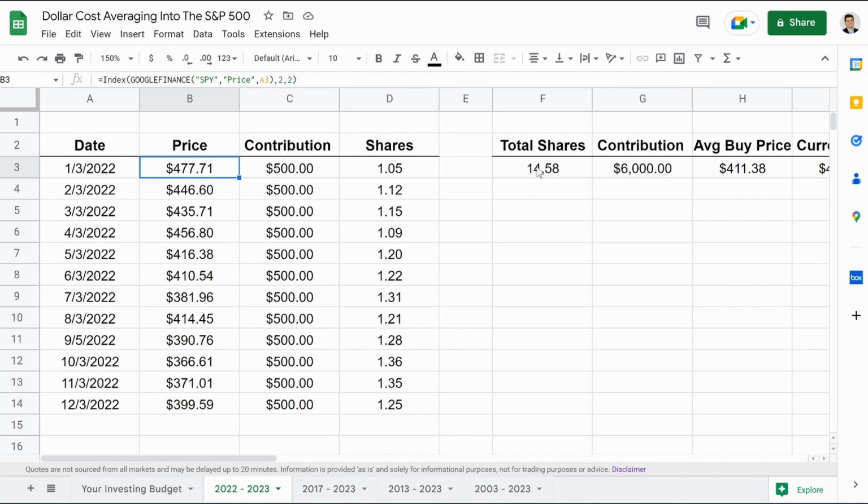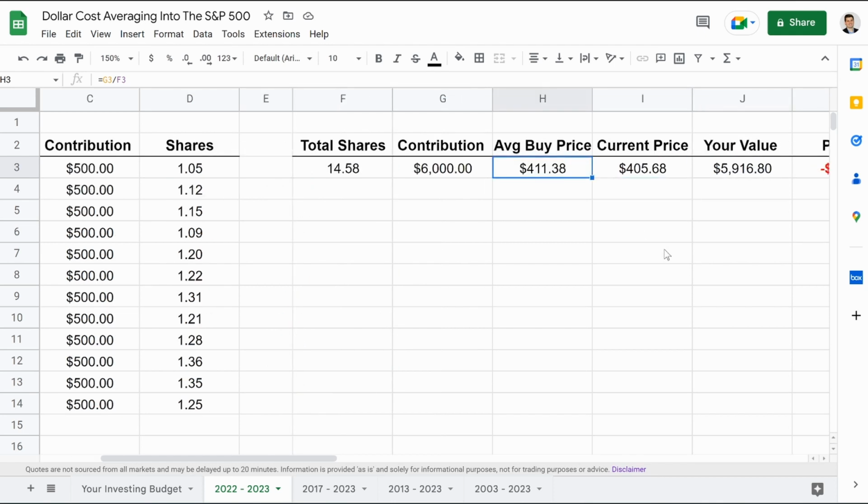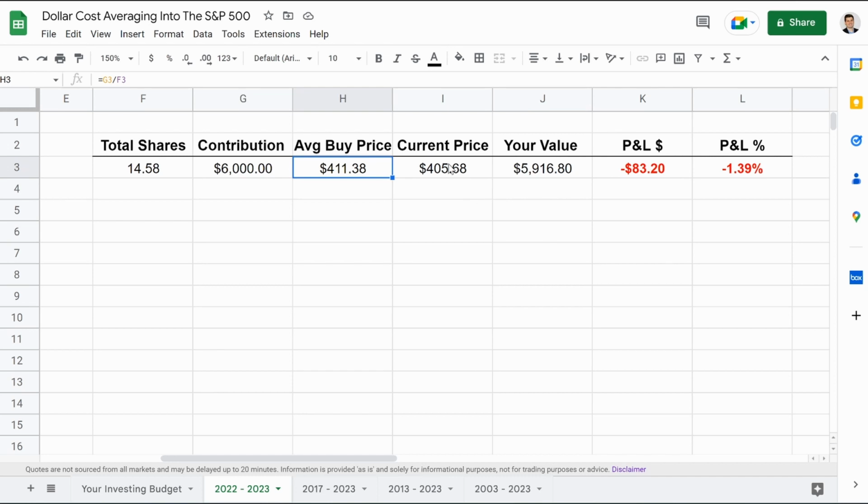So you can see at the end of the year, we have a total of a little over 14 shares. We contributed $6,000, and our average buy price was $411. If we scroll over, the current price is $405. Your value did go down a little. We lost 83 bucks. Our profit or loss, we're in the hole a little over 1%.